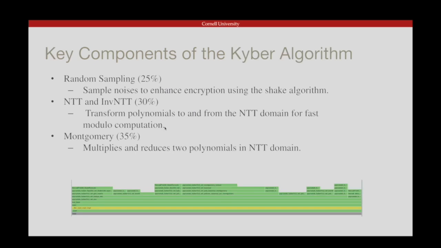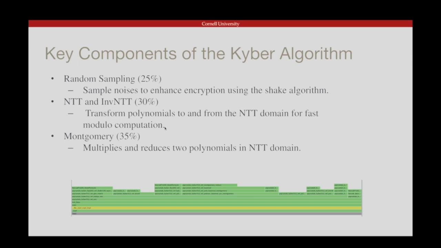Now we'll talk about some of the key components of the Kyber algorithm, which we identified through profiling the reference code. On the bottom of this slide, you can see a flame graph of the Kyber execution with 1,000 encryptions in a row. We've basically divided all the kernels in Kyber into three different parts. The first being random sampling. Kyber samples noise to enhance the encryption using the SHAKE algorithm. That takes about a quarter of the runtime.